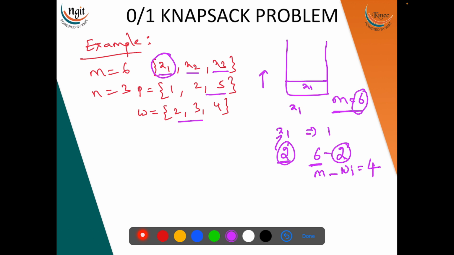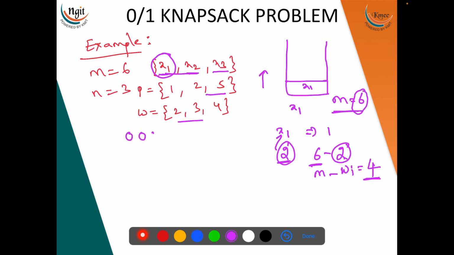Now, as you have this 4, again go back for x2. When you have x2, think about placing x1 and x2 inside of the bag. Already I placed x1. Now, do you have any chance to place x2? Think about it. So that's what I'm writing, the combinations.